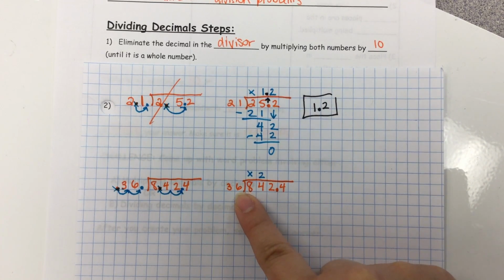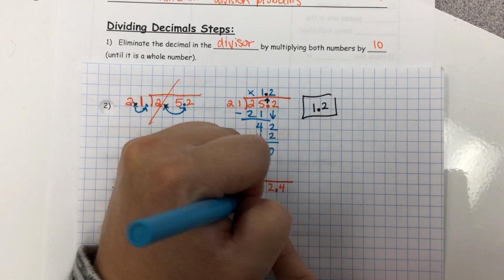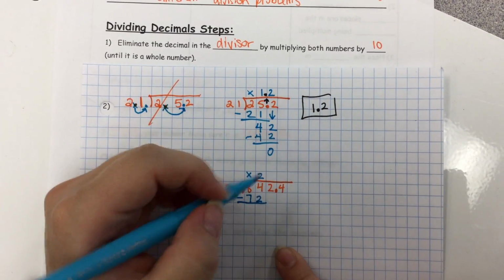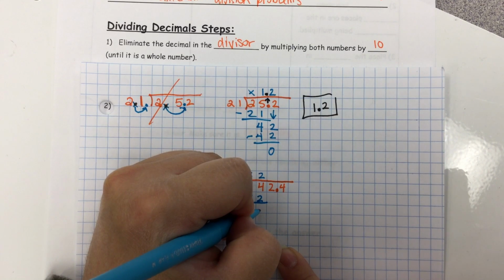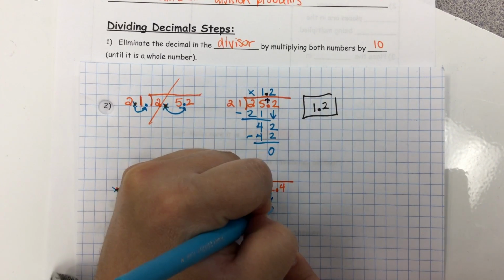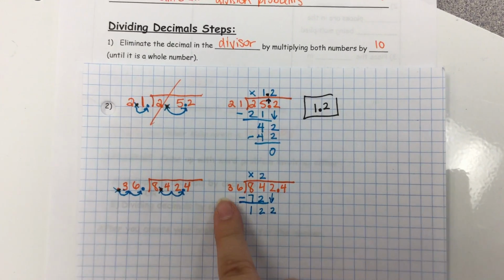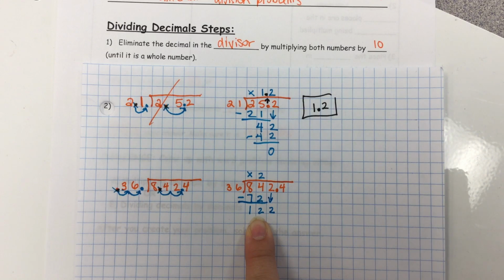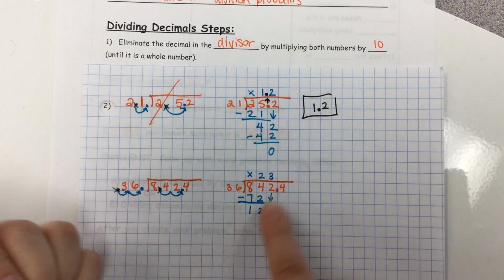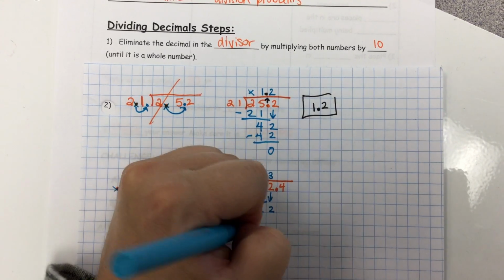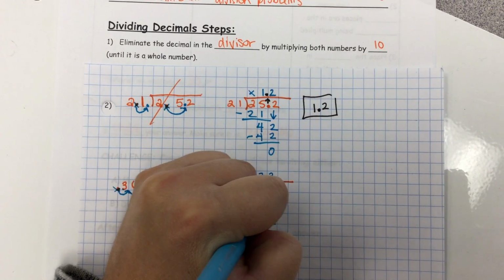2 times 6 is 12. 60 plus 12 is 72. 84 minus 72, well, 4 minus 2 is 2. 8 minus 7 is 1. Now I'm going to bring down my 2. So 36 goes into 122 3 times. 3 times 36 is going to be 108.